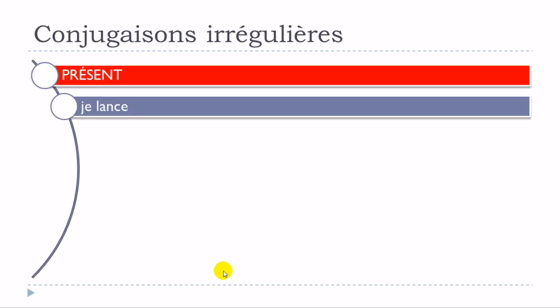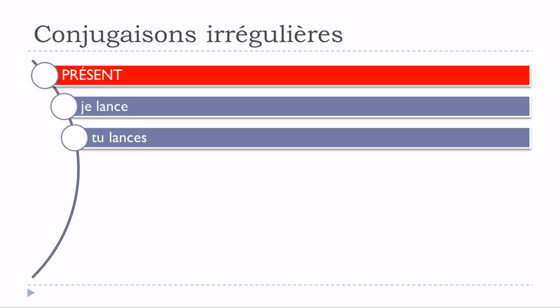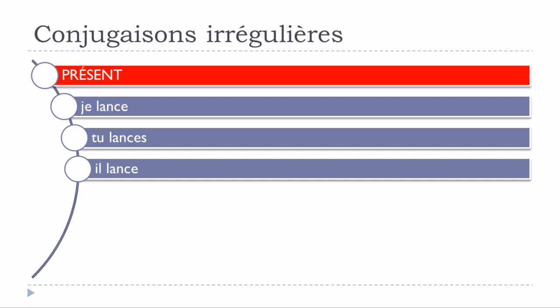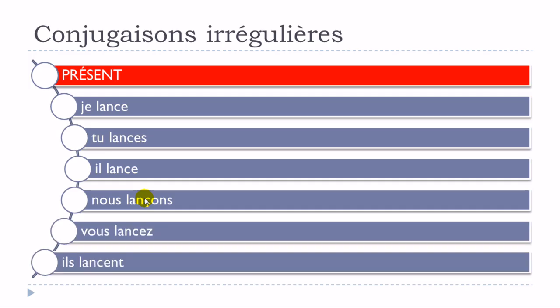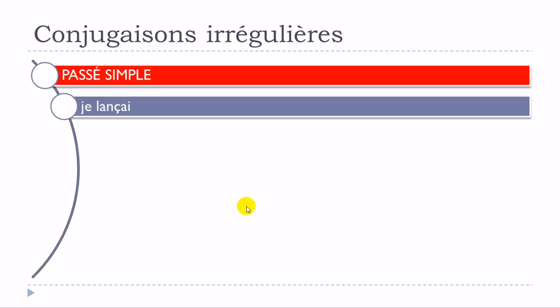For the present form, je lance, tu lances, il lance, nous lançons, so as I said, it's here, okay? Vous lancez, ils lancent. So clearly for all the other forms, you don't modify it. You just respect the rule when we're talking about the regular verbs, okay? But then the only thing is here, as I said, for nous, in that case, you have to put la cédille.